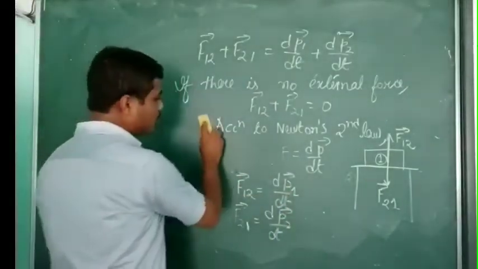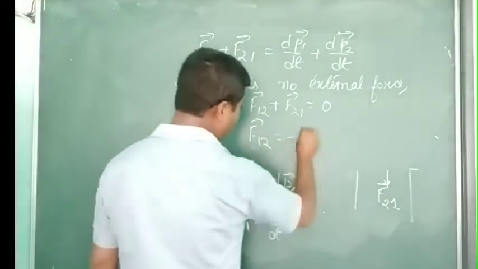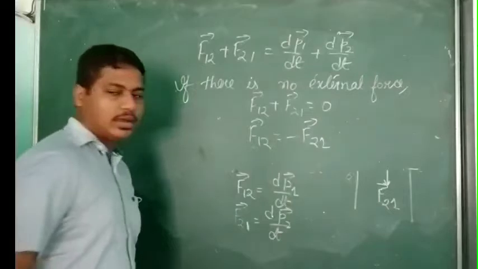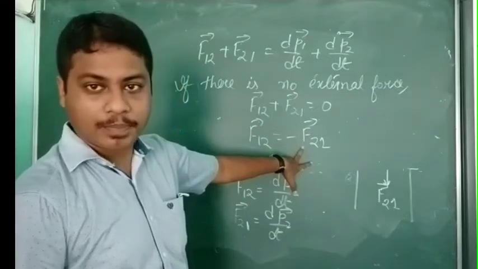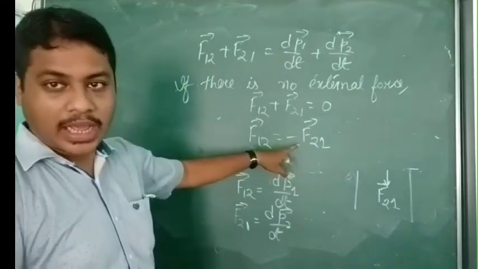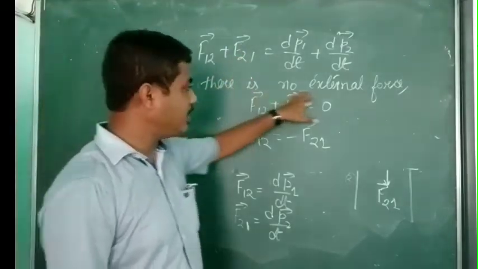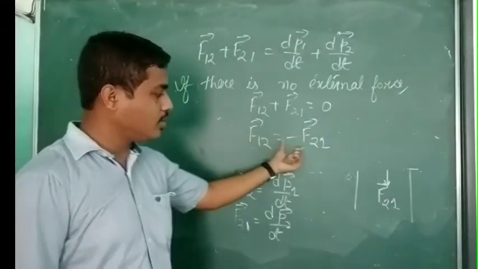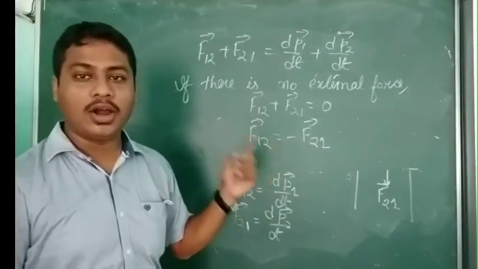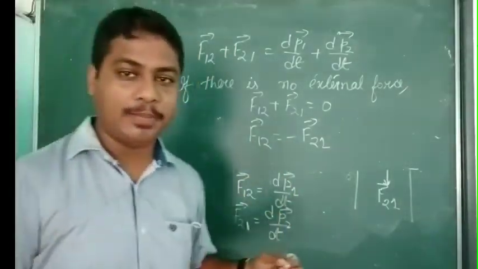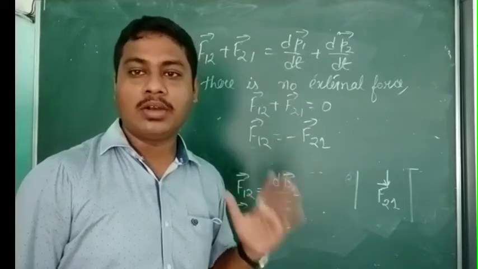So we can write here in this way, F12 is equal to minus F21. Now you can see, this is your Newton's third law. F12 is equal to minus F21. Have we got this from Newton's second law? We were using Newton's second law, but when we use the statement that there is no external force, we have got that F12 is equal to minus F21. This is your action and this is your reaction. So this is your Newton's third law of motion. So we can write that this proves that Newton's third law is contained in the second law.